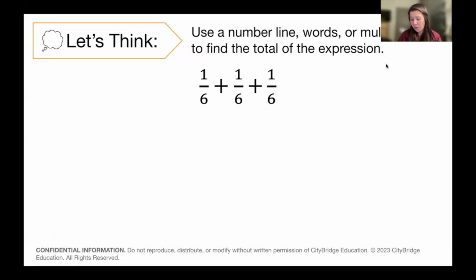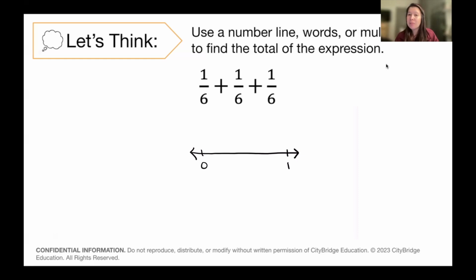So let's start with a number line. We know that on our number line, we have 0 to 1 because we're working with one whole. And our number line, the whole number line, is split into how many equal parts?